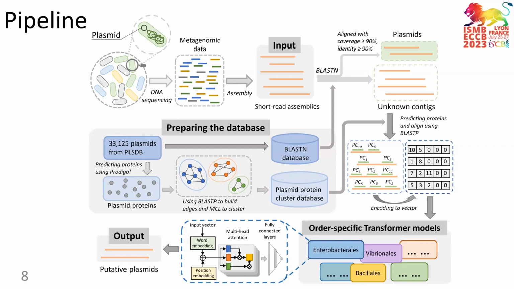model. Because different orders share low similarities, we build models for each order. So finally, we encode the feature vector as a sentence into our order-specific transformer models to predict the putative plasmid contigs.